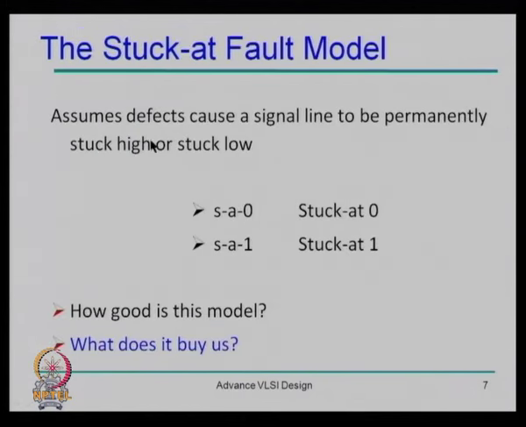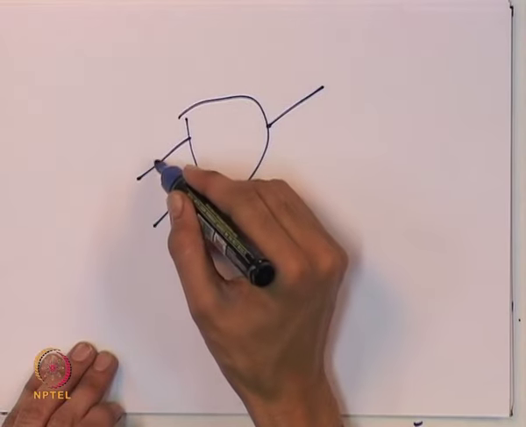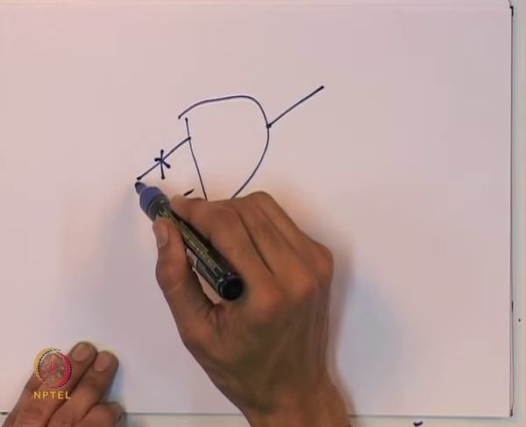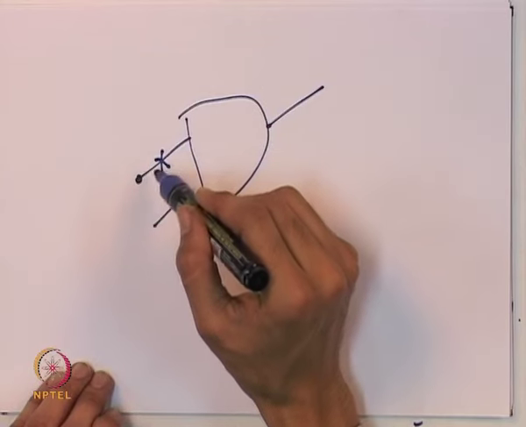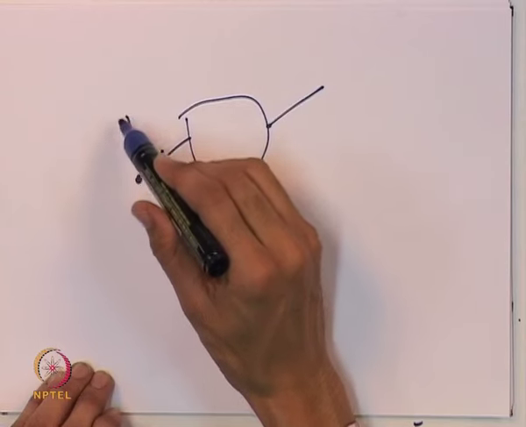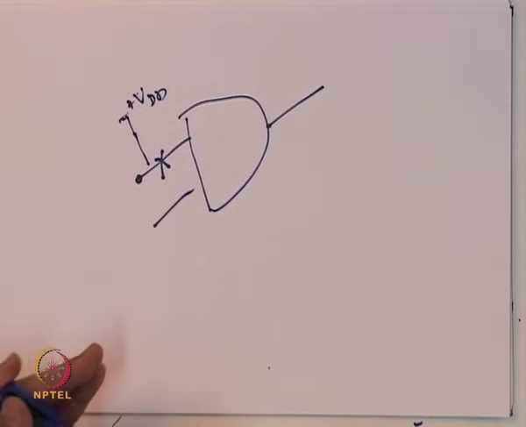Now the question is, what kind of fault model can we have? Let us take a very simple fault model that was conceived about five decades ago. It assumes that defects cause a single line to be permanently stuck at logic high or logic low, which we call a stuck-at-0 fault or stuck-at-1 fault. That means we assume any line in a circuit, for example in this AND gate with three lines, can, due to a defect, be permanently connected to logic 0, that means ground, or permanently connected to the power supply, right. That is a very simple model we can use.